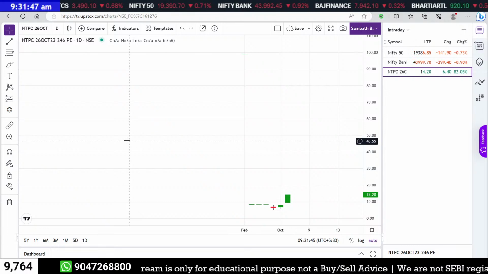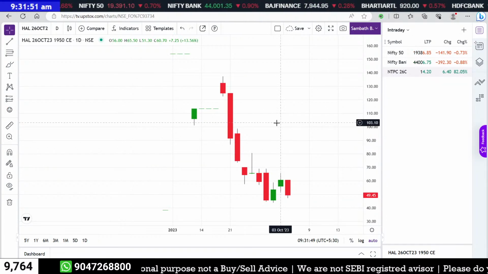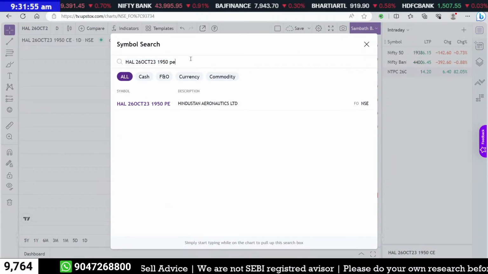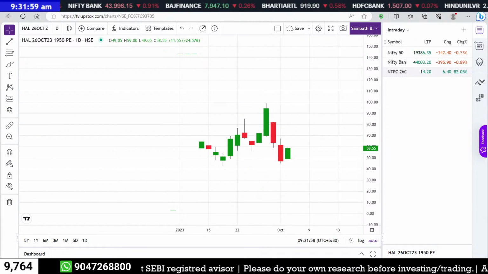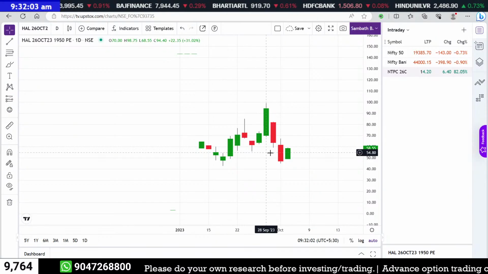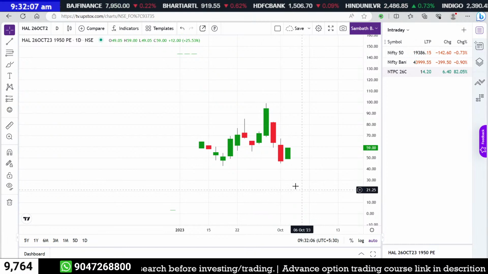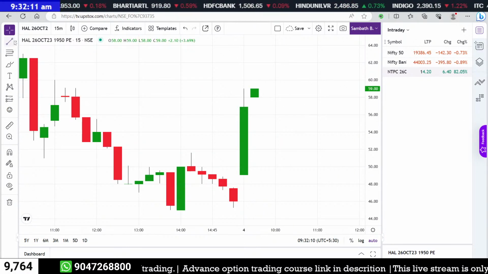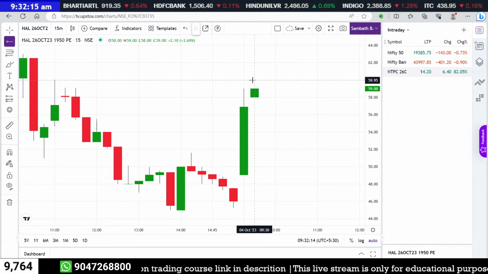Let me check. HAL 1950. It's a put option, right? And the high is something around 59. So we are expecting that HAL goes to 59.3. The high made is around 59.59 only. So after two consecutive days, this is an opportunity for a breakout at 59. So quick scalping, which we can plan here. So 59.3.